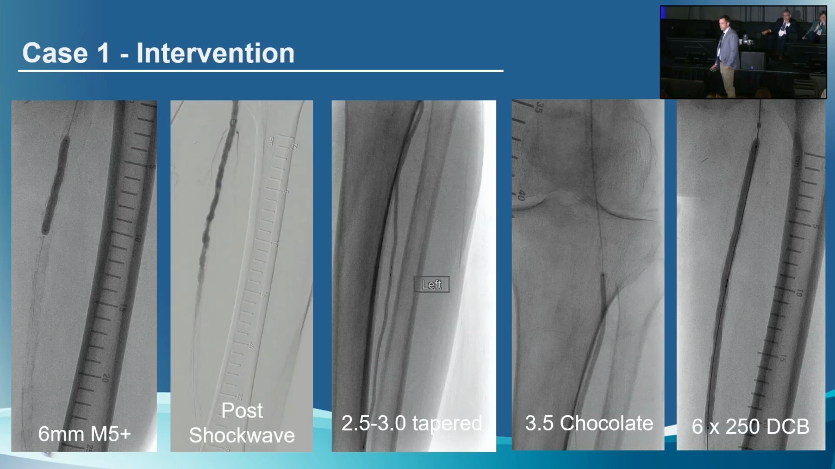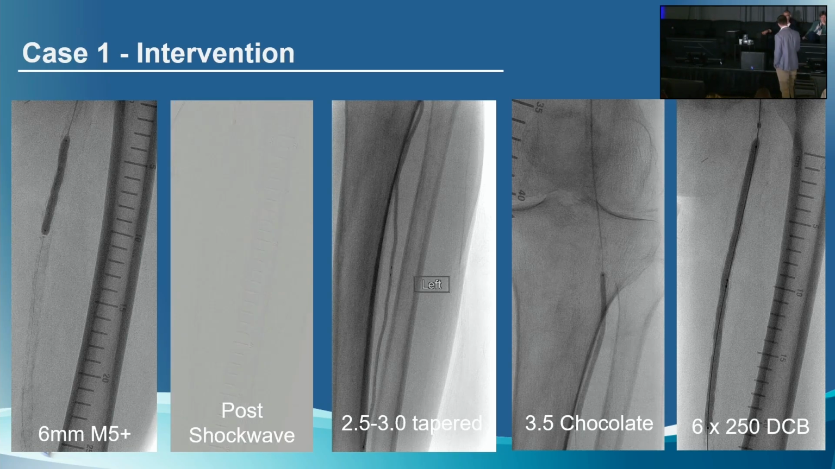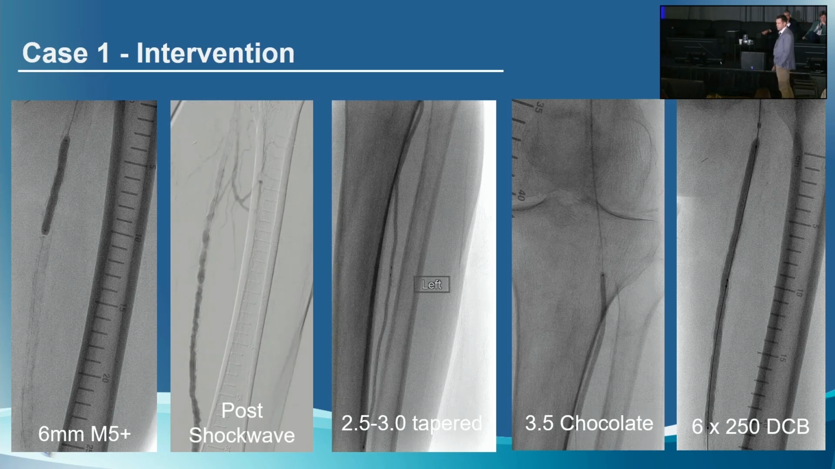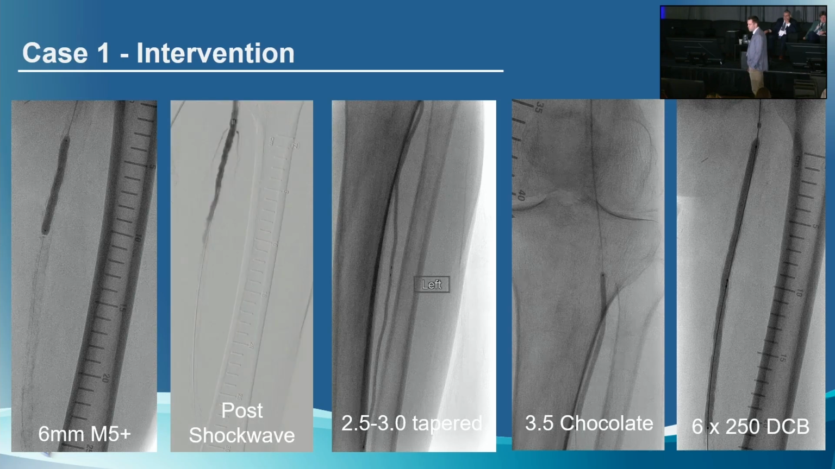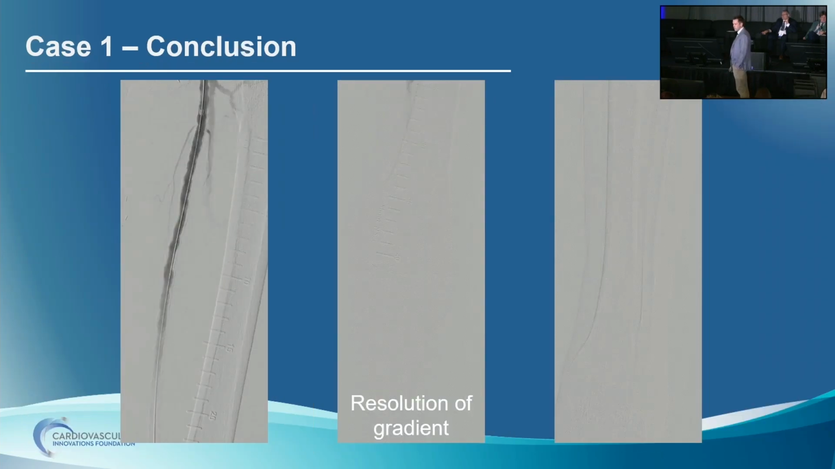So we took a 6 millimeter M5 and did that up and down the vessel. I did not use IVUS on this one. I know that's a topic of discussion. We had IVUS on previous interventions, so we knew the size of the vessel at that point. We delivered all 300 pulses. This is just post-shockwave proximally. We were able to cross into the peroneal relatively easily again, and we used a chocolate balloon and a DCB, and here's our final conclusion.